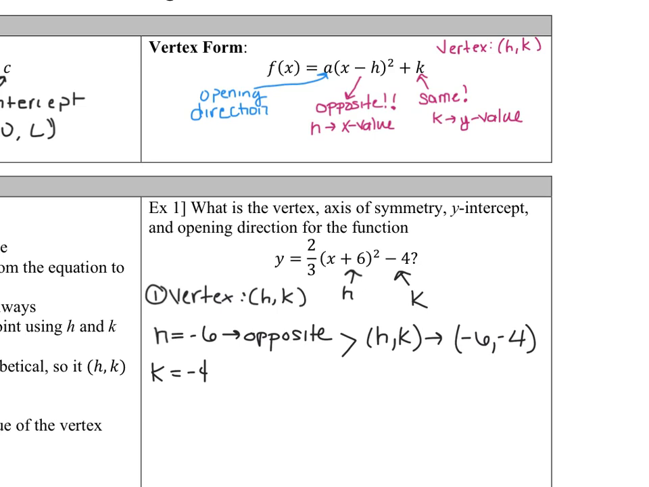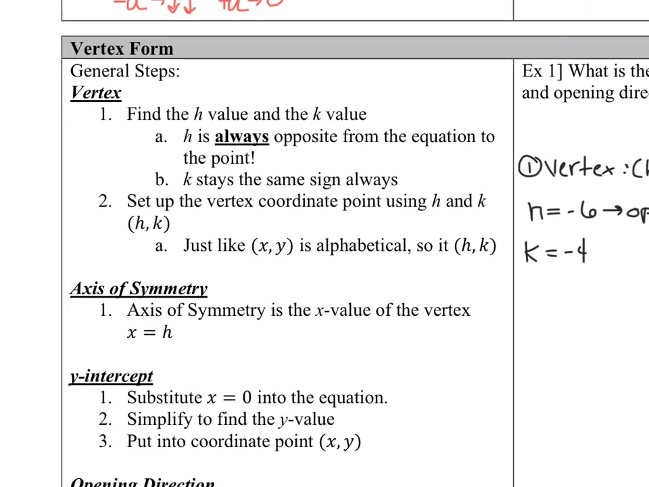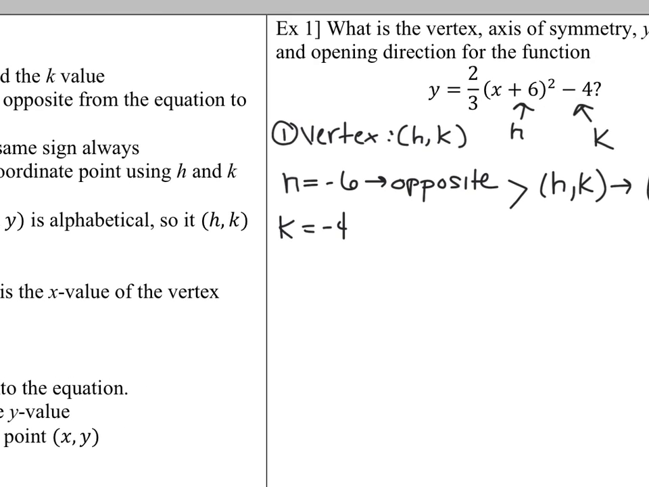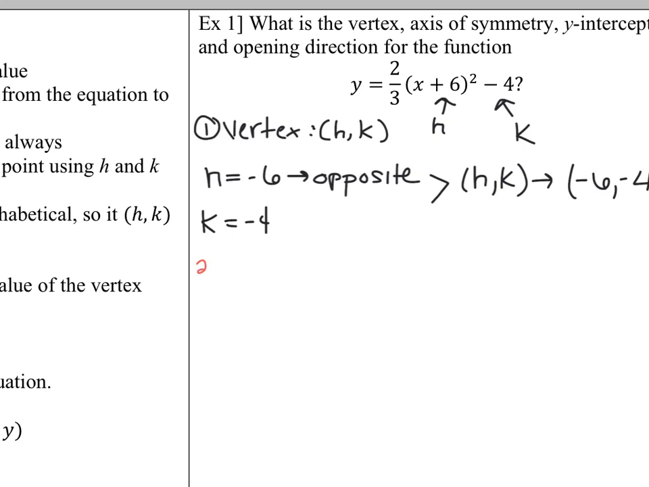The next thing it asks us to find is the axis of symmetry. Luckily the axis of symmetry and the vertex are related. For the axis of symmetry, we're just going to say x equals whatever h is, because it's the vertical line that runs through your vertex. So, number 2, axis of symmetry. The h on your vertex was negative 6. So if this is x equals h, and I know that h is equal to negative 6, what that means is your axis of symmetry is x equals negative 6.